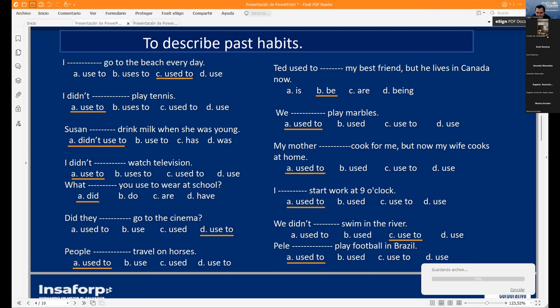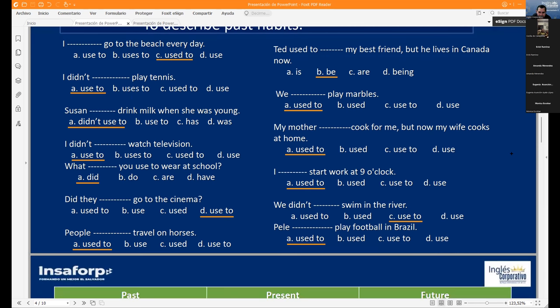All right, that's it. Piece of cake, right? Easy. Think. What were some things that you used to do as a child? What were some things that you used to do as a child?